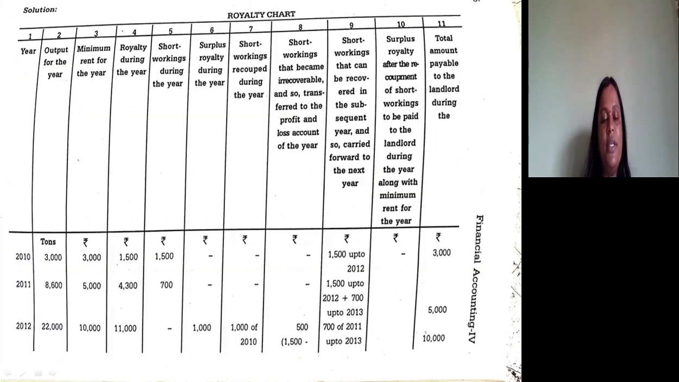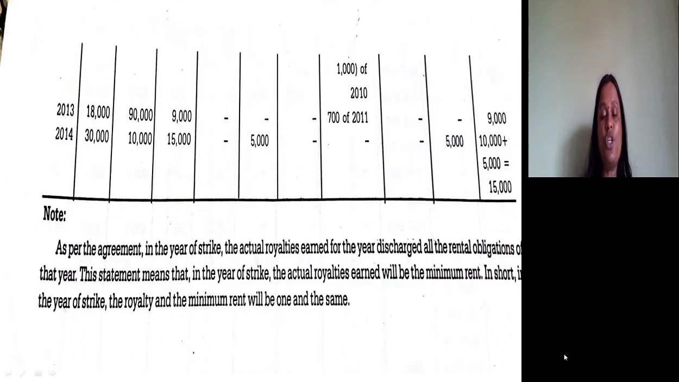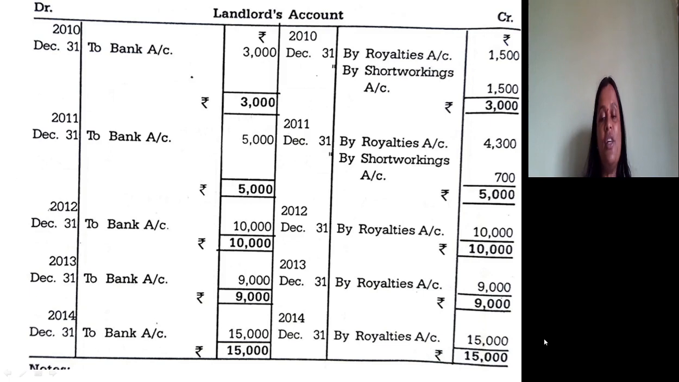Let me move towards the third year. Just look at the situation. Minimum rent is 10,000, royalty is 11,000 and 1,000 of short working is recouped. So which situation is this? Fourth situation. What is that fourth situation? It says that royalty is more than the minimum rent. Excess royalty is used for recoupment of short working by the lessee. This is the fourth situation. As per the fourth situation, we should solve the problem. So what's the journal entry?